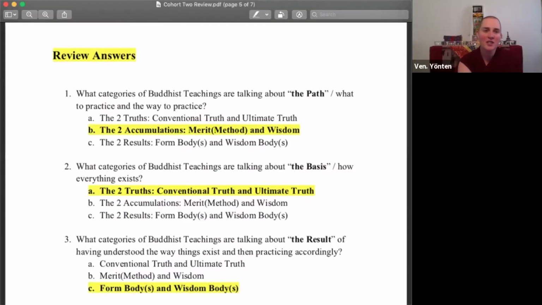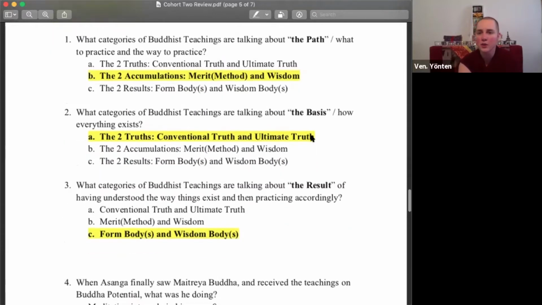The first question is, what categories are talking about the path? And the answer is the 2 accumulations, merit and wisdom. And it looks like 67% of you got that right. Then number 2, what categories are talking about the basis? And the answer is the 2 truths, and 83% of you got that right, which is great.